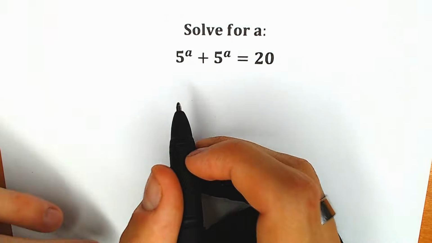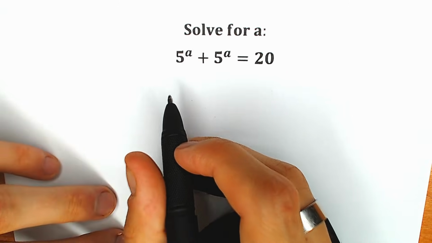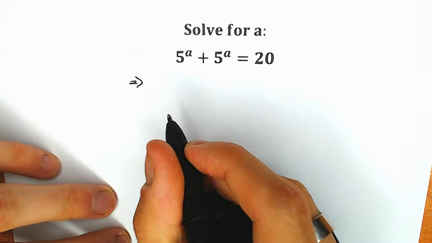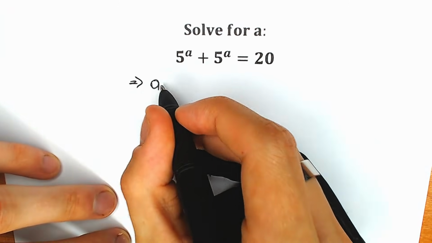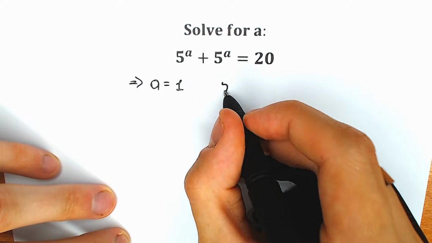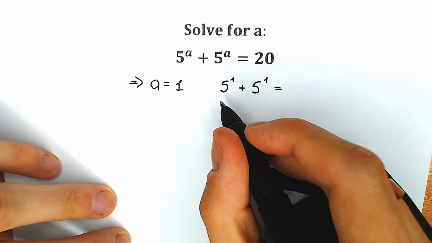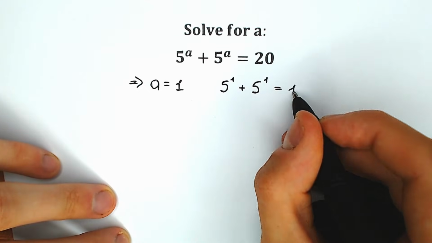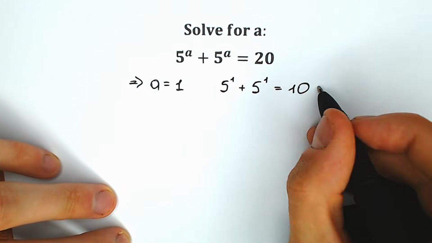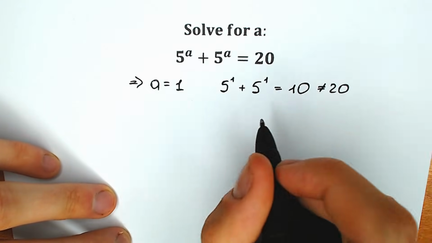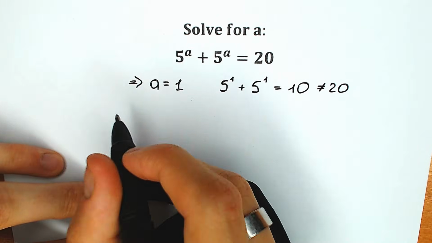A lot of students may be thinking, okay, let's start, for example, with the inspection method. Let's see what will happen when we plug in a equal to 1. We have 5 to the power 1 plus 5 to the power 1, which is equal to 5 plus 5 equal to 10, but this is not equal to 20, so 1 is not a good root for us.